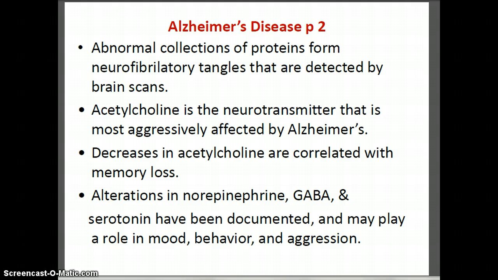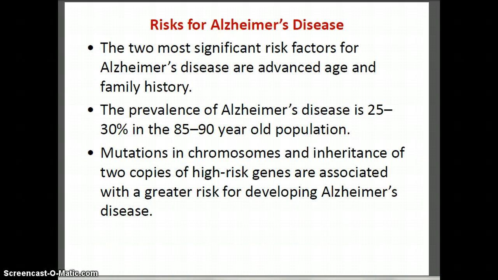This tells you some of the factors, the abnormal collection, I should say, of neurofibrillary tangles. These are detected in brain scans, although, as I mentioned, total diagnosis of the disease is not able to be done until autopsy to identify the plaques in the brain. So there are some neurotransmitter disorders that occur, alterations. The most predominant risk factor is advanced age and also family history.